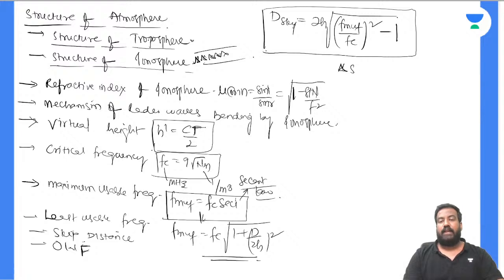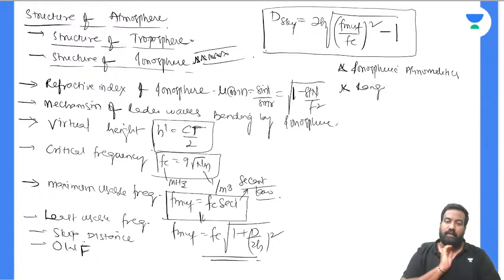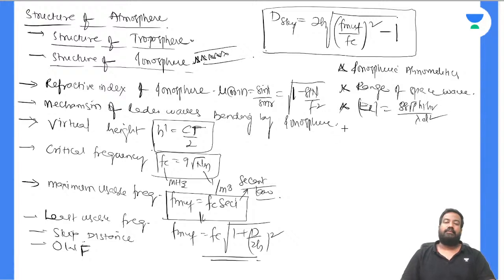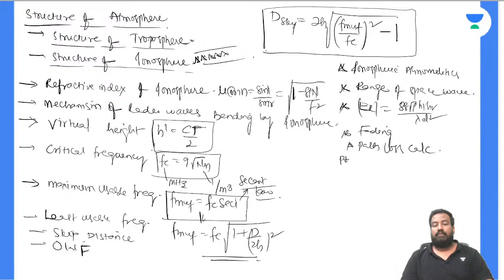Along with that, we have discussed ionospheric abnormalities. We discussed 10 different points in it. And we have derived the range of space wave propagation. We have derived the expression for received electric field strength in space wave propagation, which is ER is equal to 88 root P HD HR by lambda D square. And also we had a discussion on fading and path loss calculation. Total path loss is given by 32.45 plus 20 log frequency in megahertz plus 20 log distance in kilometers.